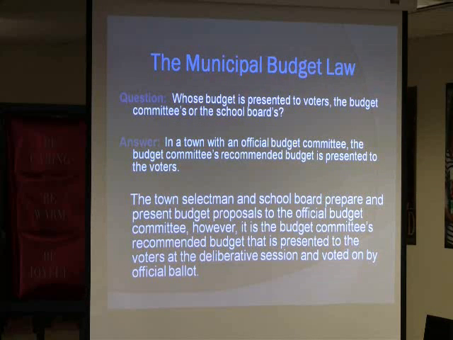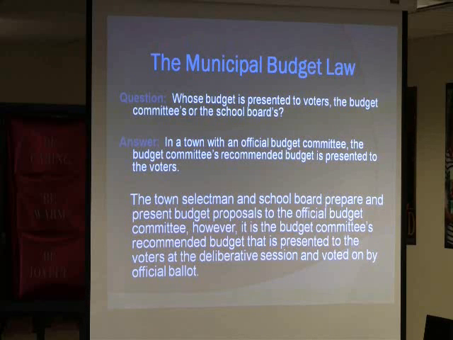Another common question that comes up is, we go through the budget process, whose budget is it that's actually presented to the voters? Is it the budget committee's or the school board's? The answer is, in a town with an official budget committee, which we have in Guilford, the budget committee's recommended budget is the one that's presented to the voters. The town selectmen and school board are charged with preparing and presenting the budget proposals to the budget committee. However, it's the budget committee's recommended budget that's presented to the voters at the deliberative session and voted on by official ballot.